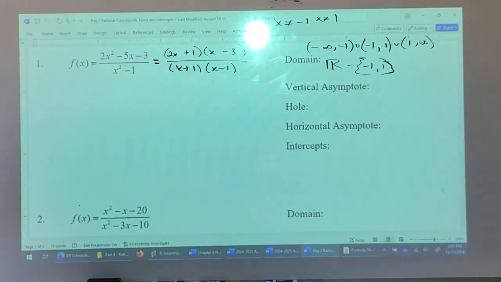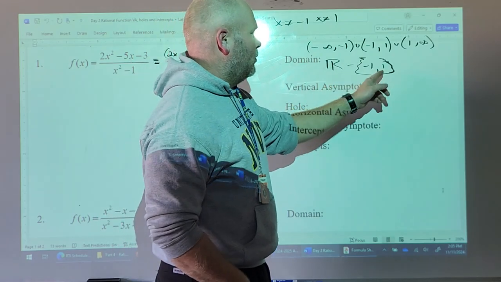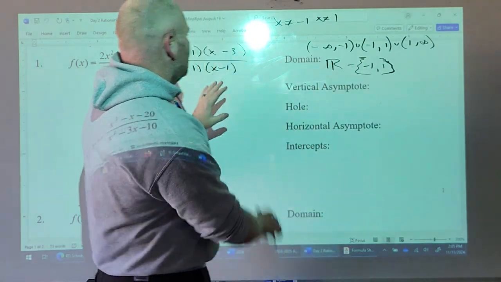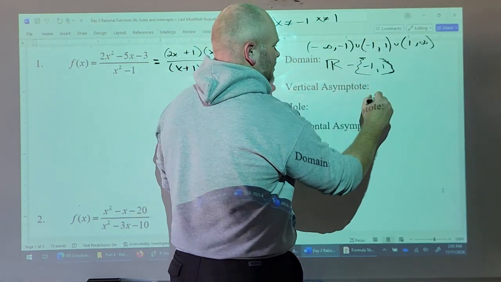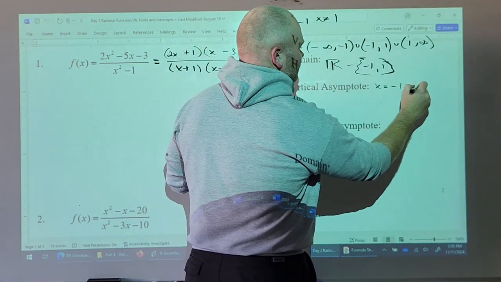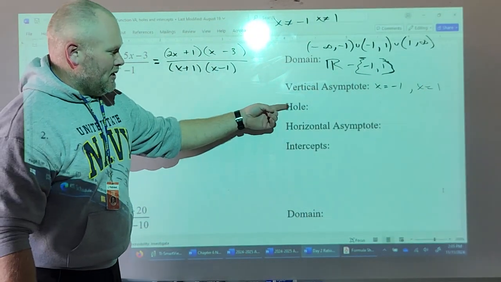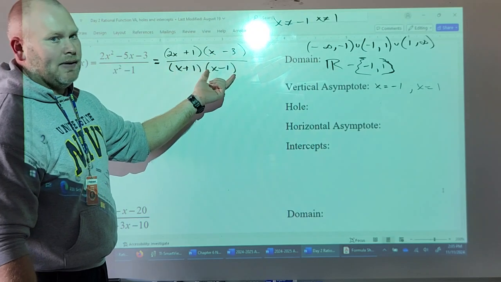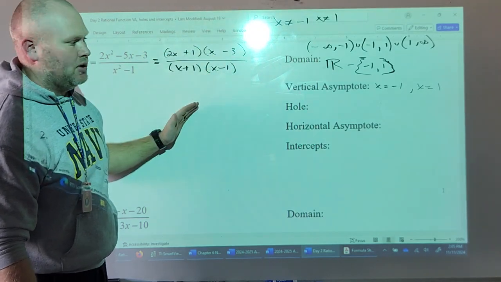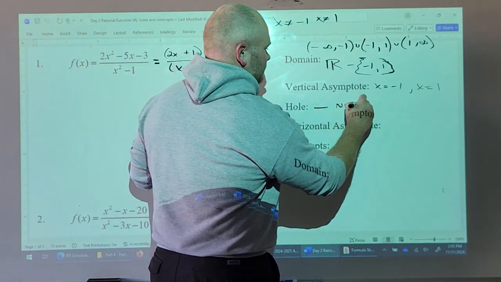Okay. So next, vertical asymptote, hand in hand with the domain. If x can't be -1 and 1, that means, because nothing went away here, that there are going to be vertical asymptotes at -1 and +1. So vertical asymptote at x equals -1 and x equals +1. A hole would appear if there was a linear factor on top that was the same as a linear factor on the bottom, so if we were able to take something off. In this case, we weren't able to do that, so there are no holes. Okay, none.